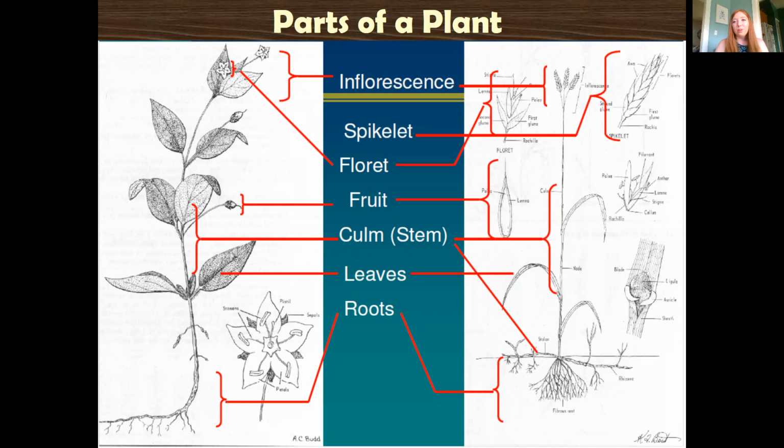Whereas the grass, we'll get into it in a little bit here, but the florets are contained within a spikelet. And you can see on this picture here, if I can get my mouse there, this would be the inflorescence, which is made up of several spikelets in this case, and each spikelet is made up of a series of florets, which contain the flowers of the grass.